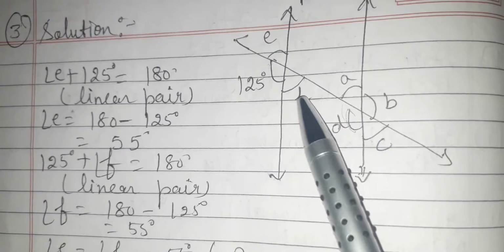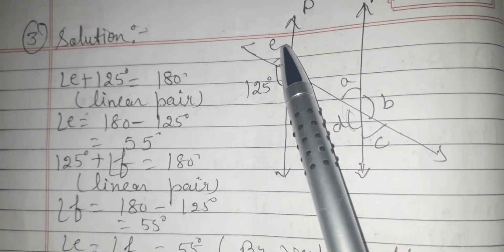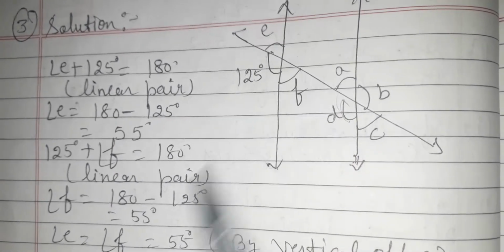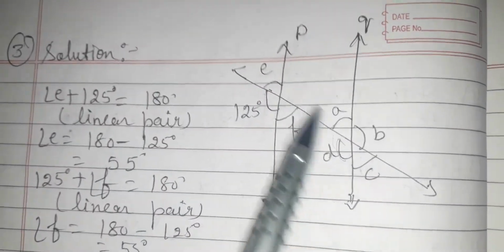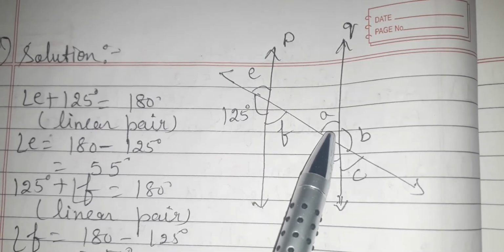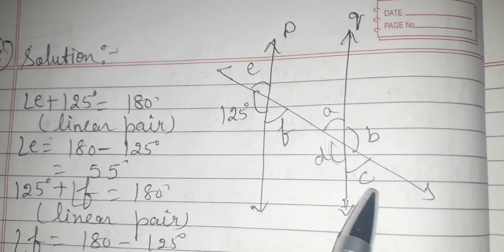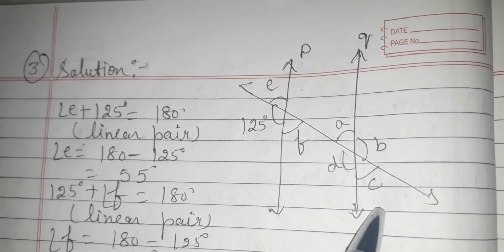Then angle E and angle F are vertically opposite angles. If angle E is 55 degree, it means angle F is also 55 degree, as they are vertically opposite angles. And angle E and angle A both are corresponding angles. If angle E is 55 degree, it means angle A is also 55 degree. A and C are vertically opposite angles. If A is 55 degree, then C is also 55 degree.